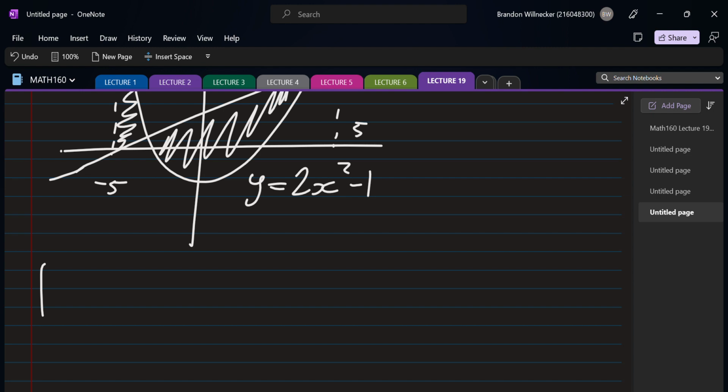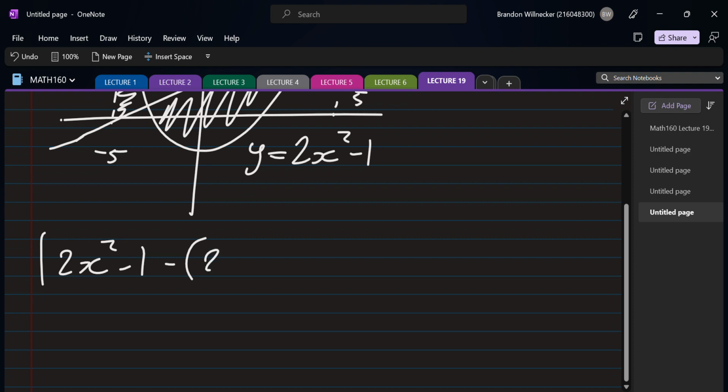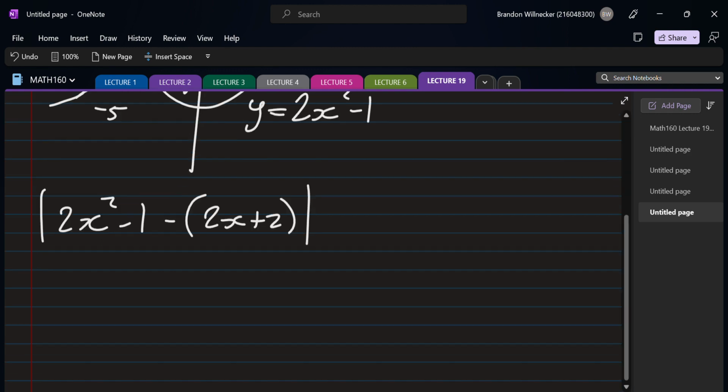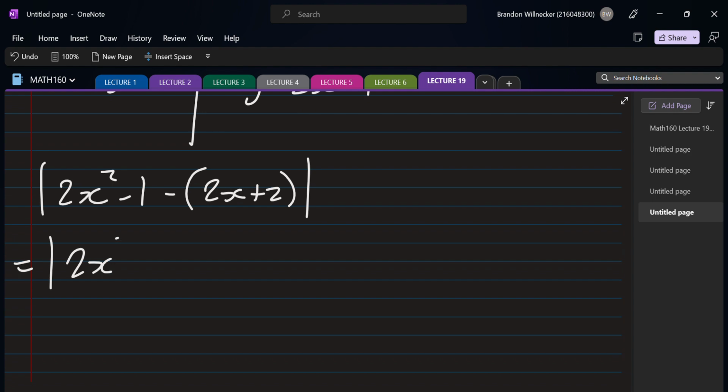Let's do parabola minus straight line. You can do straight line minus parabola, you'll get the same thing. So it's going to be 2x squared minus 1 minus the straight line, 2x plus 2. Again, it doesn't matter which way you do it. Let's simplify this. So we're going to get the absolute value of 2x squared minus 2x, and then a minus 1 and a minus 2, so that makes a minus 3. Again, we want the absolute value of this function.